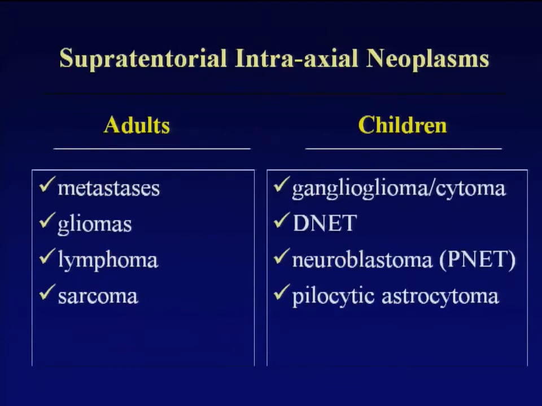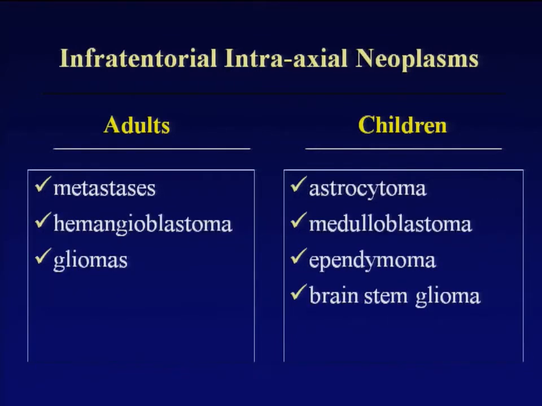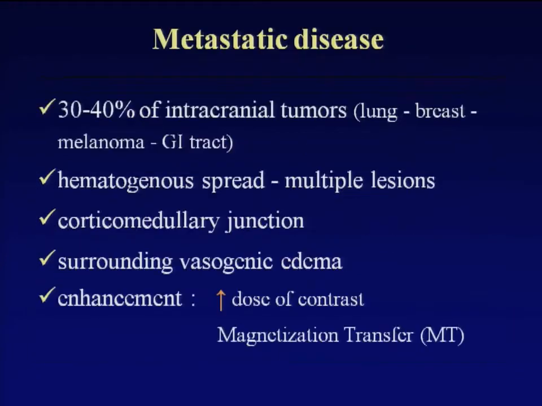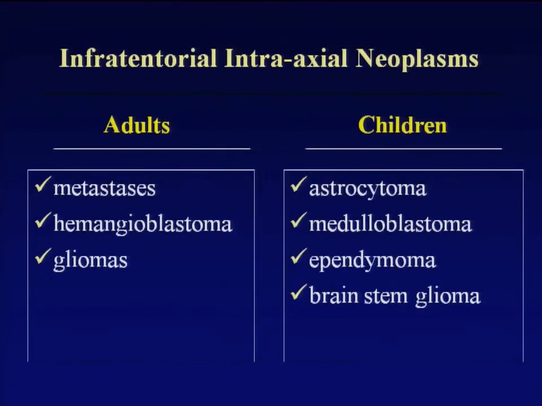So as you see here, in the supratentorial compartment, in adults we have metastatic disease, gliomas, lymphomas, sarcomas, and in children, gangliogliomas, DNET tumors, neuroblastomas, or pilocytic astrocytomas. In the infratentorial compartment, we have metastatic disease, the most common tumor in the posterior fossa, hemangioblastoma in adults, and gliomas. And in children, totally different histology, as you see here.